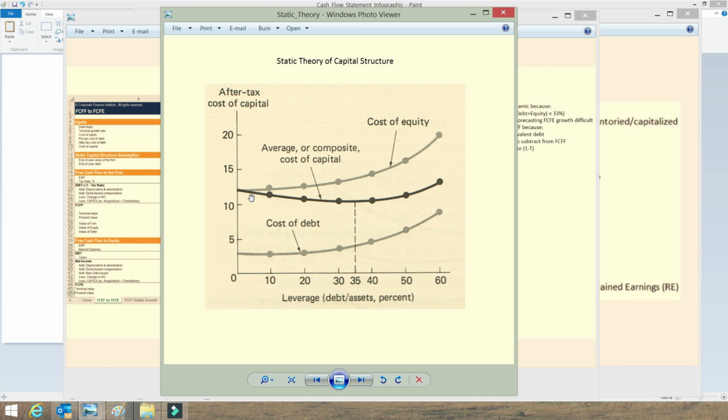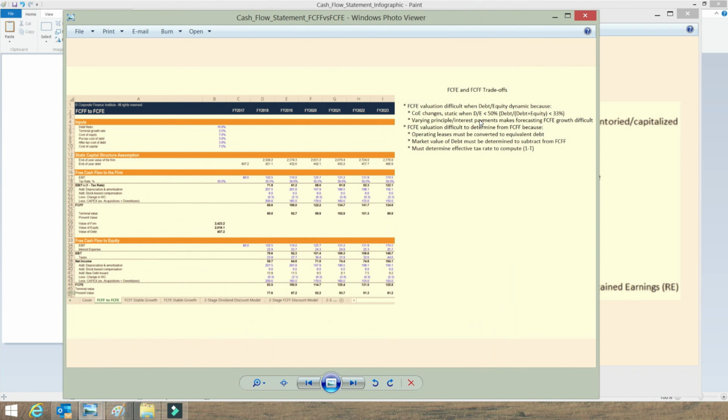So the weighted average cost of capital, which is this black line, will actually start to go up after a certain point, at about 50% debt ratio. So you'd have to have a company that is at a pretty high debt ratio. In fact, it's not a big issue as long as it's below 50% debt to equity. But if you're looking at debt compared to debt plus equity, then as long as it's less than 33%, this is not a big issue. But some analysts prefer to use free cash flow to the firm because of these debt-related issues.